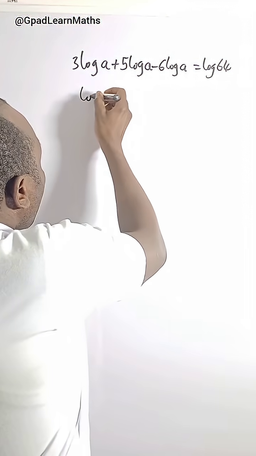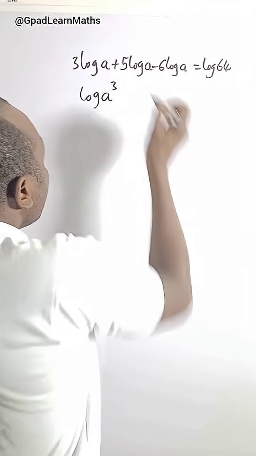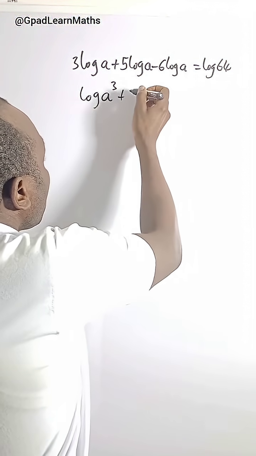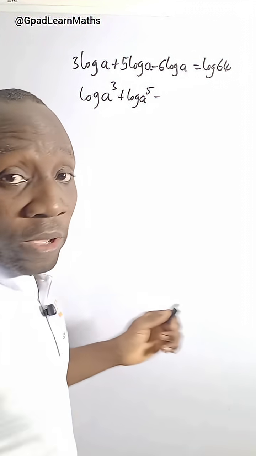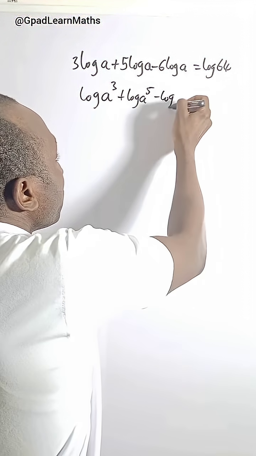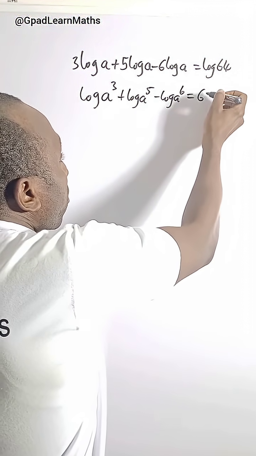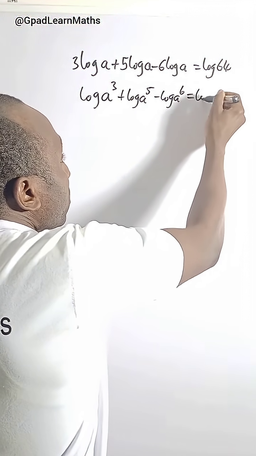So I'm going to rewrite this as log a raised to power 3, plus log a raised to power 5, minus what here? Log a raised to power 6. And this is equal to log 64.